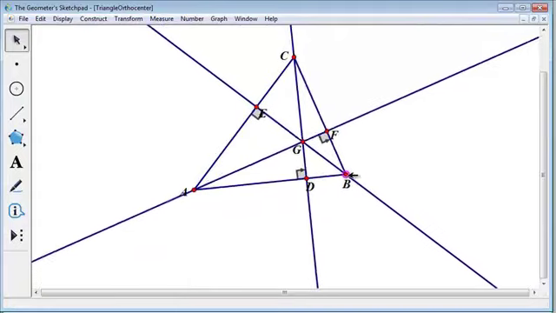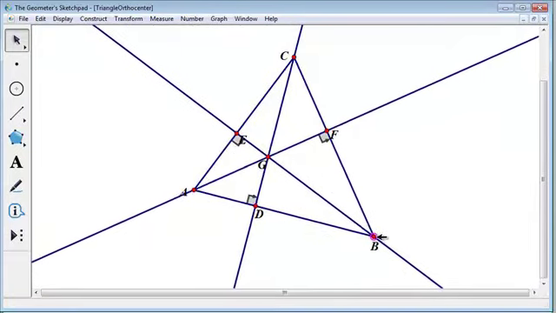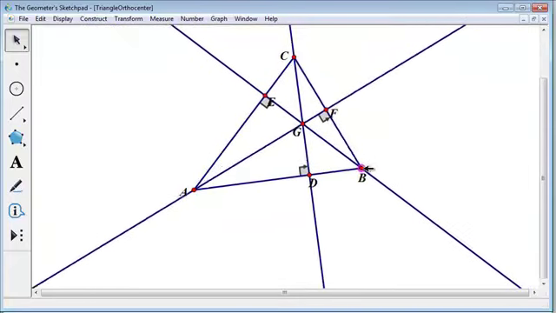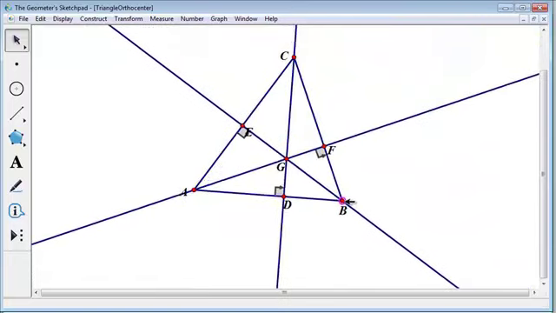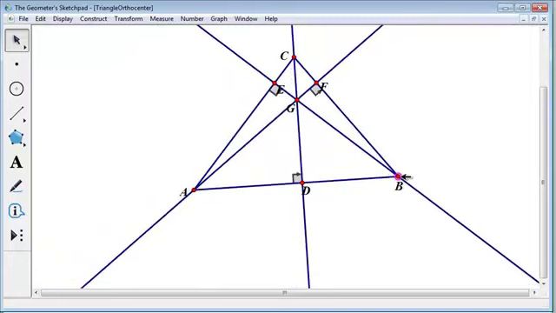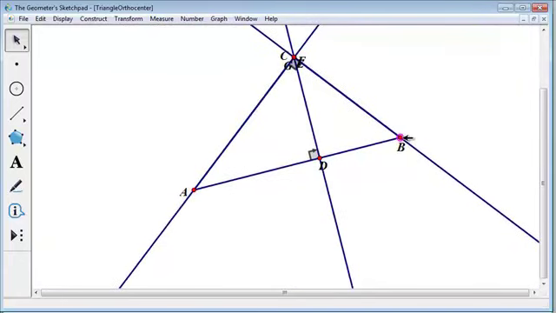We can move this vertex around. And these things always stay perpendicular, and as long as we have an acute triangle, our orthocenter will stay inside the triangle. What happens if we go to having a right triangle? Let's move this B out so that it appears we have a right triangle. Well, there's our orthocenter. The orthocenter of a right triangle is at the 90-degree angle vertex.